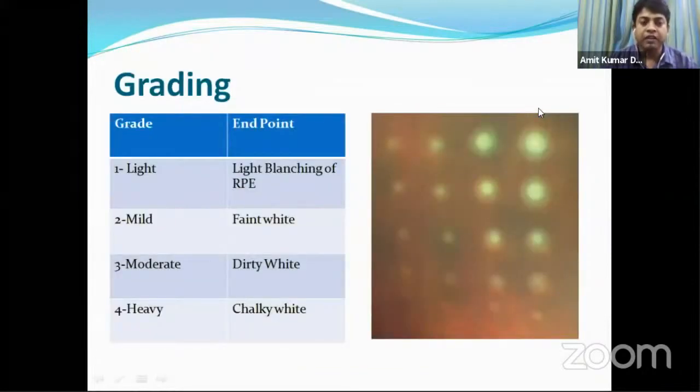And the grading of laser burns, we have grade 1, 2, 3, 4. So for PRP, we usually choose grade 3 or moderate burns, and for focal or grid laser, we go for grade 1 or light burns. Grade 4 burns should be avoided during PRP as far as possible. They will lead to increased inflammation, macular edema, pain to the patient, and may also cause retinal hemorrhages and sometimes retinal holes. So grade 4 burns should be avoided during the PRP.